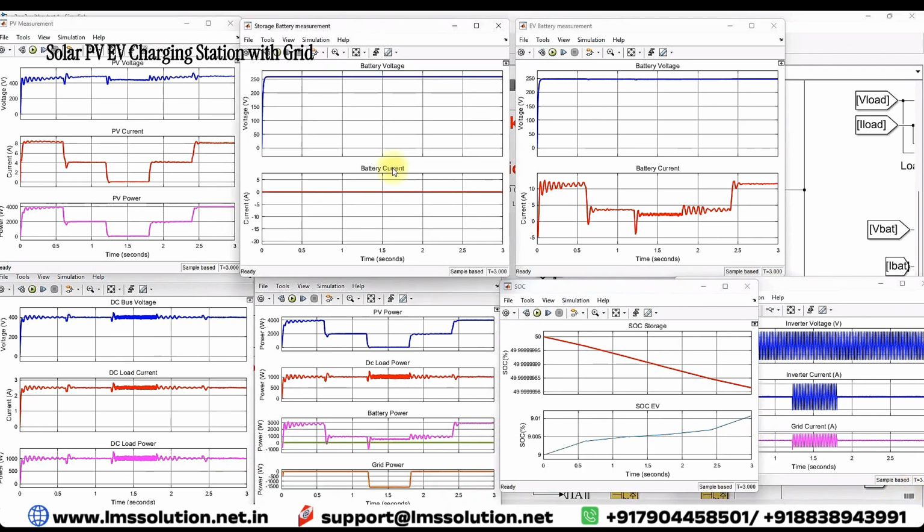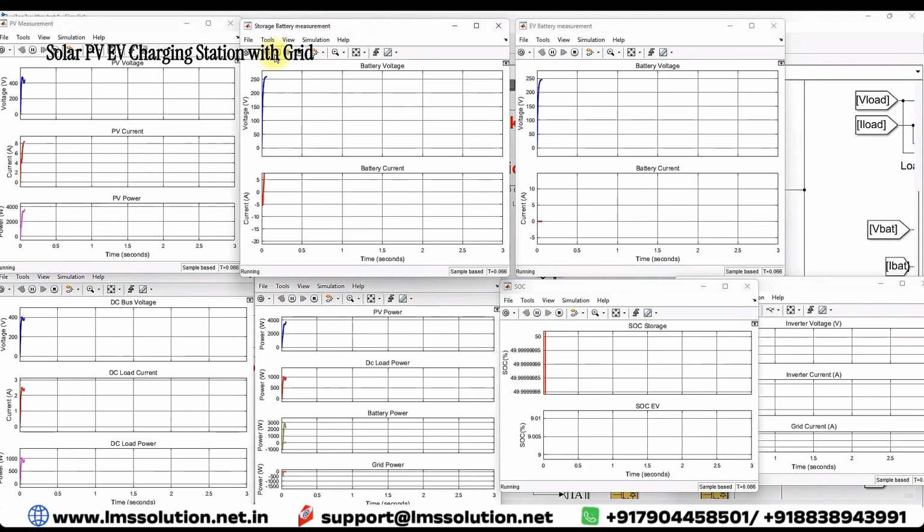Now the EV battery is not connected to the system. Now you have to check the results. Here you can see that EV is not connected, that's why the EV battery current is 0, and the remaining things, the PV power, voltage and current, follow the irradiation going from 1000 watts per meter square to 500 and 0. Based upon that, PV generates the power.